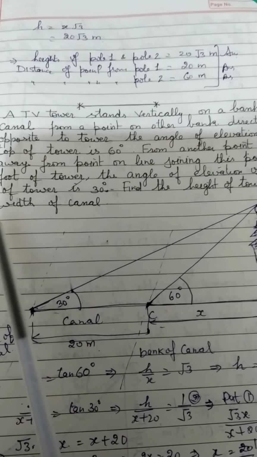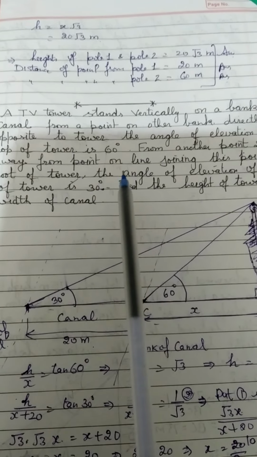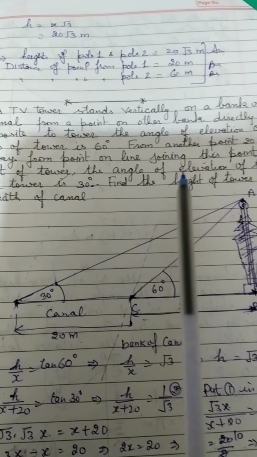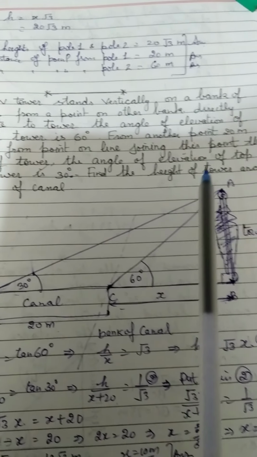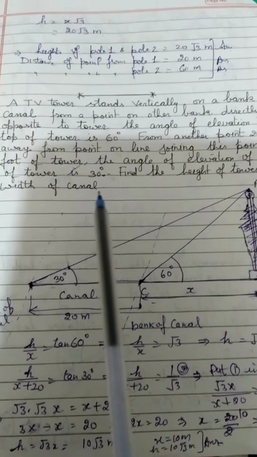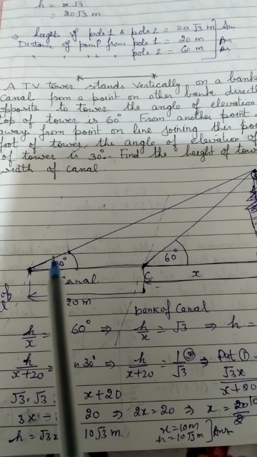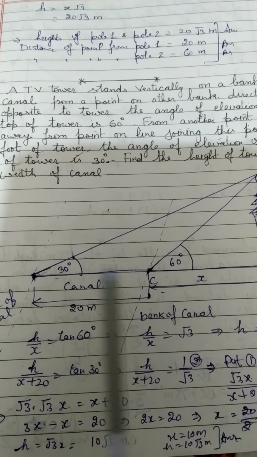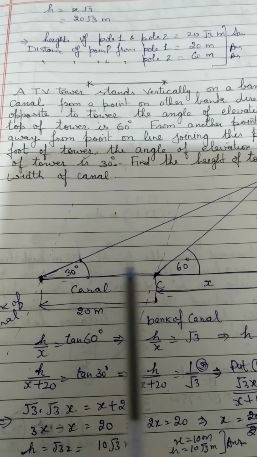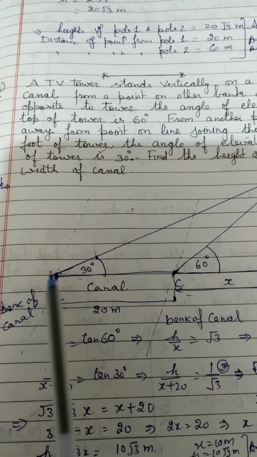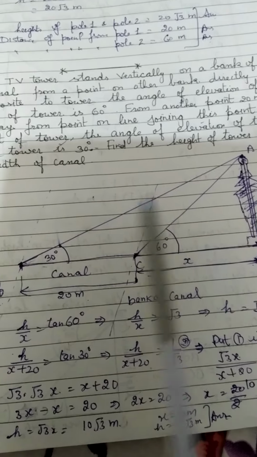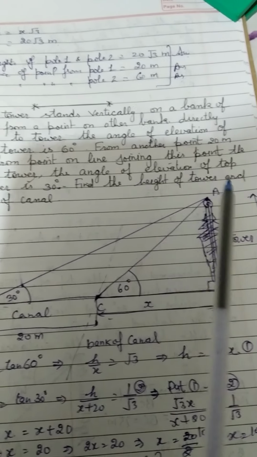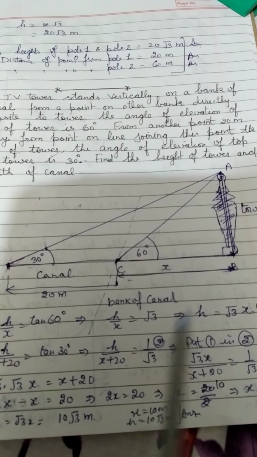From another point 20 meter away from this point on the line joining the point to the foot of the tower, the angle of elevation of the top of the tower is 30 degree. Now here on the other bank, 20 meter away, there is a point. From this point the angle of elevation of the top A of the tower is 30 degree. Find the height of the tower. Now we have to find the height of the tower.